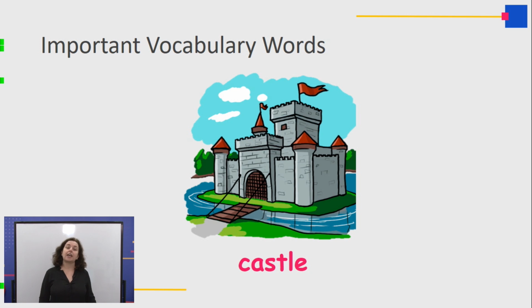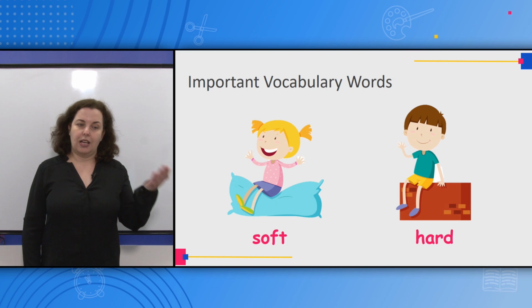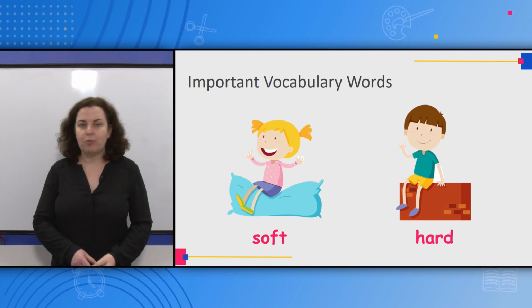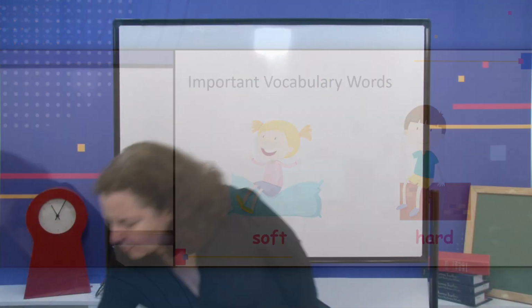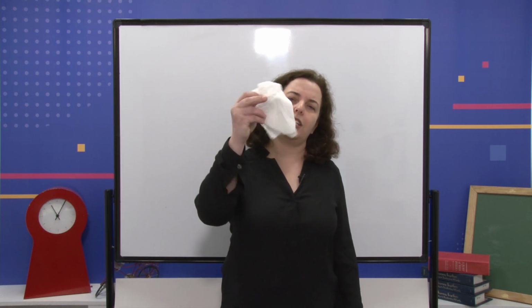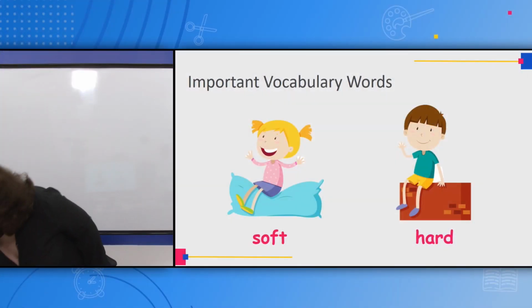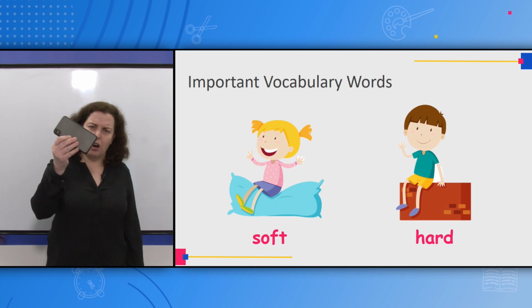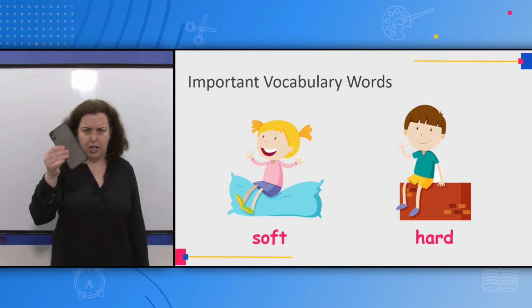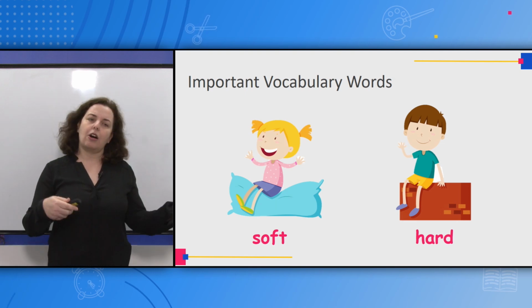Second word is castle. Can you pronounce castle? Very good. Now, we have here the word soft. I brought something soft to show you. This paper is very, very soft. You see my paper is very, very soft. And the opposite of soft is hard. My telephone is very hard. Soft and hard.